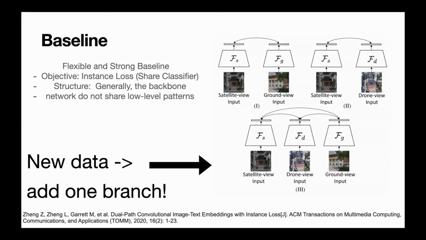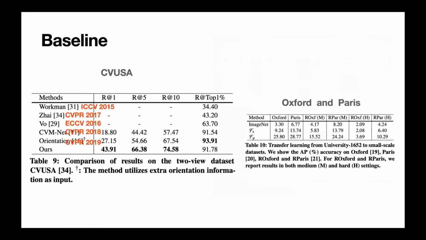So we can match the features in the feature space. If you have new data collected from a new platform, we just need to add one new branch. So our baseline is quite flexible and could apply to different environments. Okay, so we use this baseline code to verify different data sets. We also verify our baseline on CVUSA and beat certain CVPR 2019-2018 papers. And we also verify the transfer learning results on Oxford and Paris.